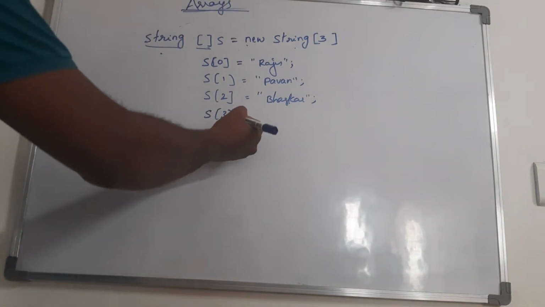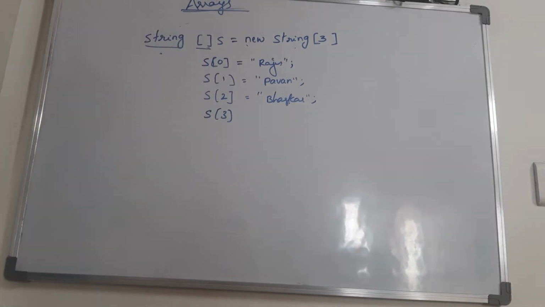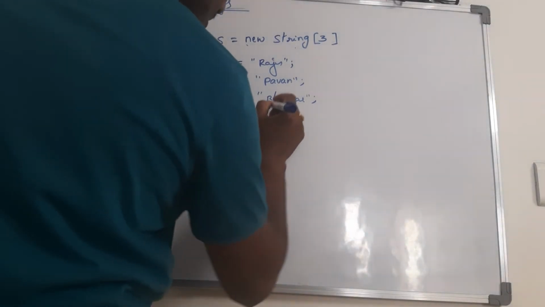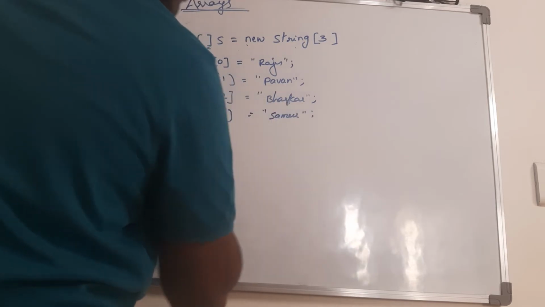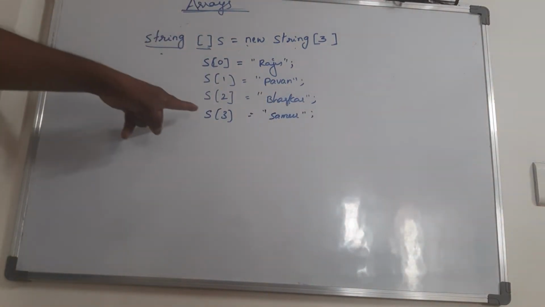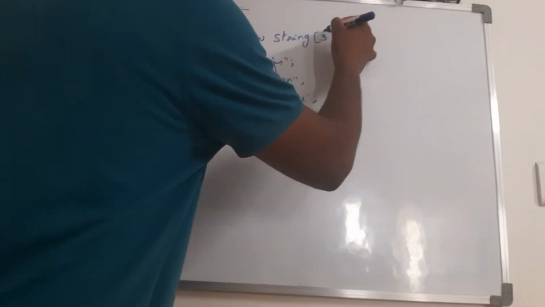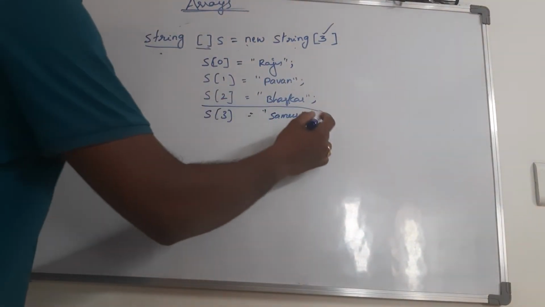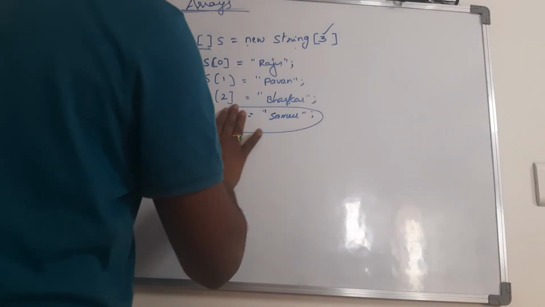Maybe the index is 3, but it is the 4th element because index starts from 0. Okay, if I give like this, it will throw an exception called array index out of bounds exception. Now it's limited to 3 and you are trying to insert the 4th one. So we should not do like that.